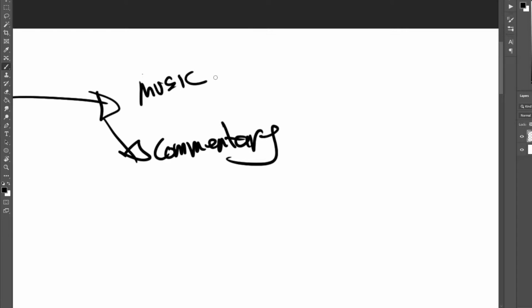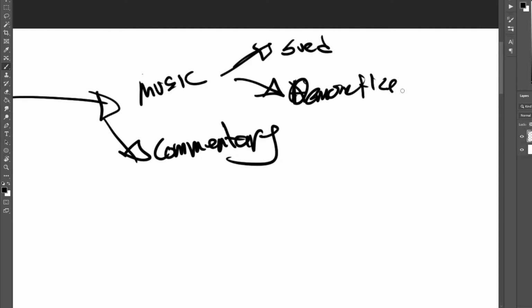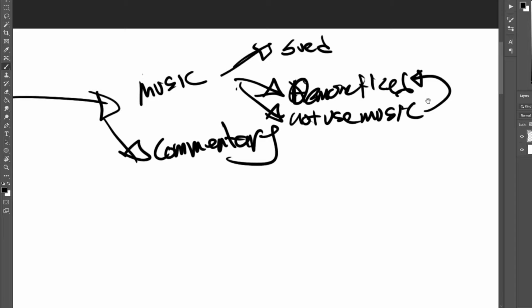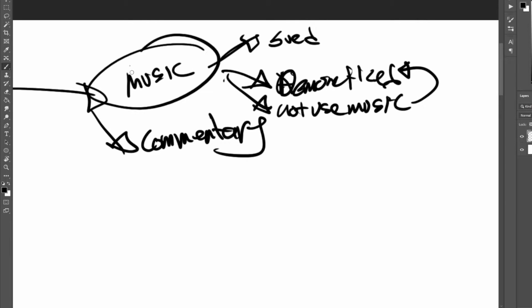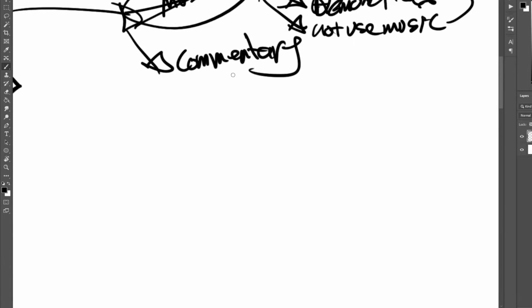Now, there's two ways we could go on the route for the music. We could go down the getting sued route or the getting demonetized route, or we could take the third route, which is not use music, but that'll still lead us back to the demonetized route. So this part is kind of an outlier. We won't worry about that one. We'll just worry about the commentary.